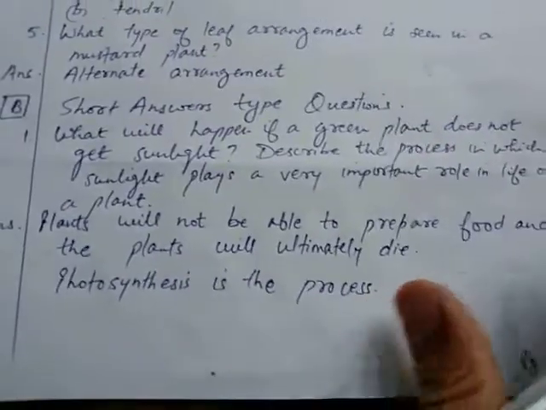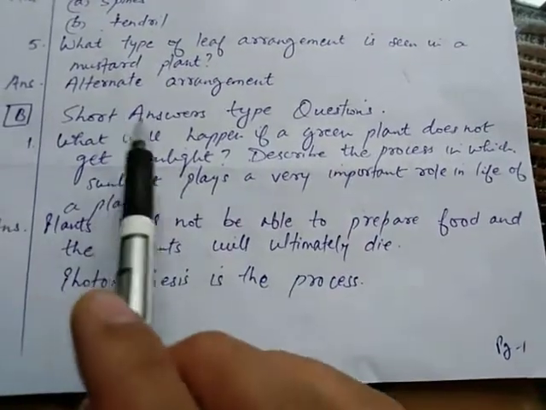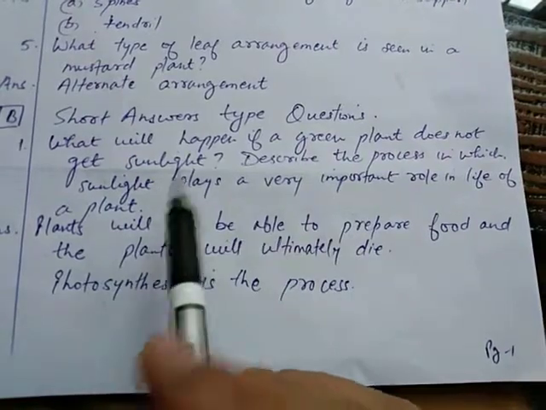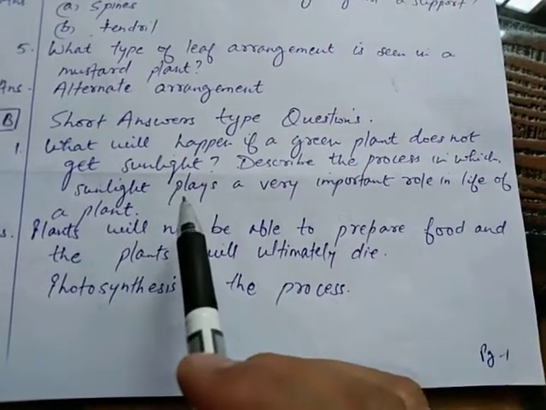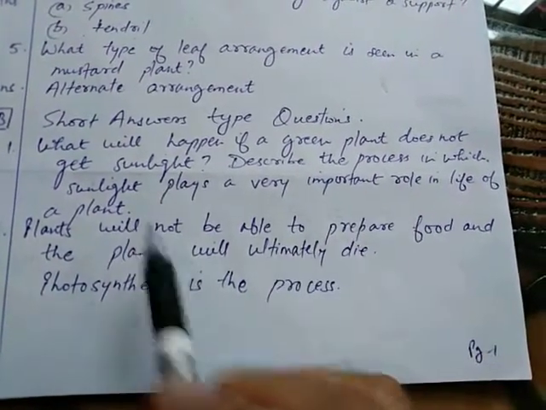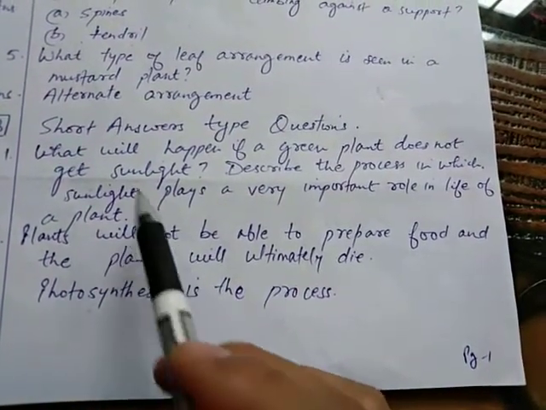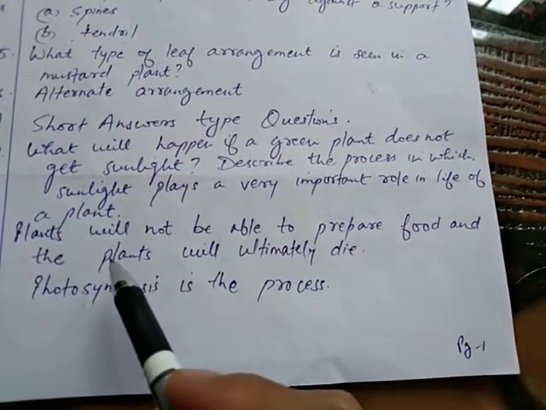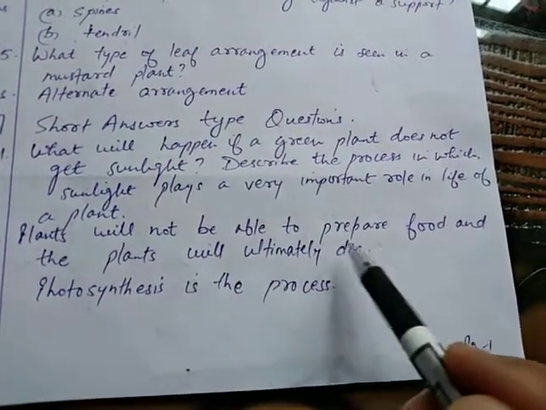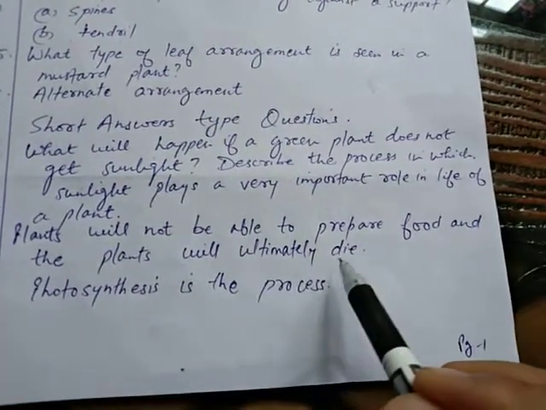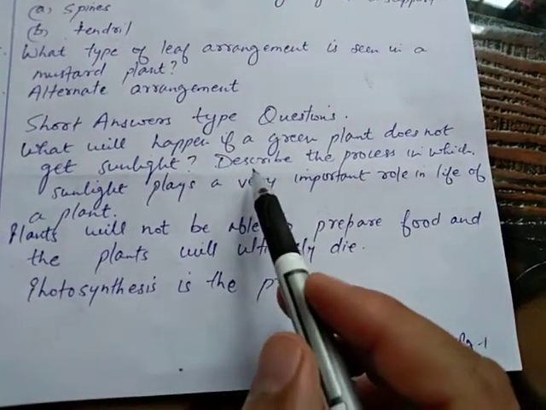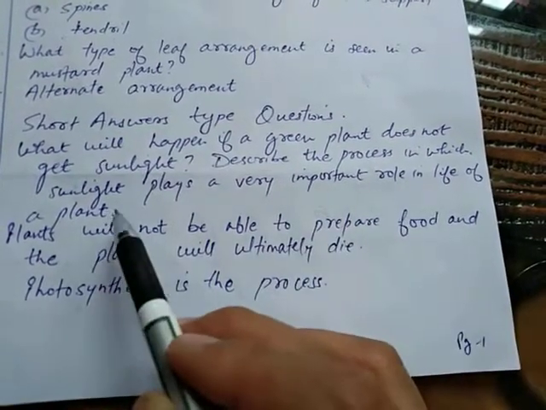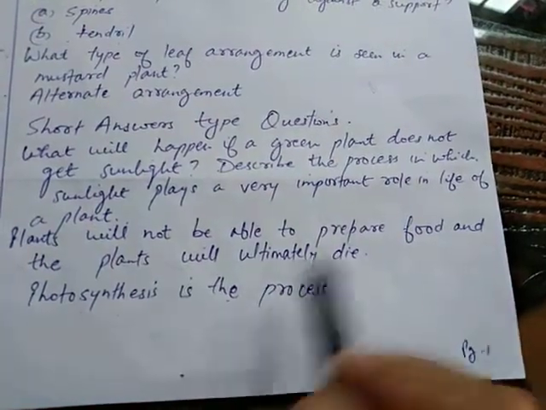Now move on to Part B, short answer type questions. What will happen if a green plant does not get sunlight? Describe the process in which sunlight plays a very important role in the life of a plant. So what will happen to the plant if it does not get sunlight? The plants will not be able to prepare food and the plant will ultimately die. And part 2: photosynthesis is the process.